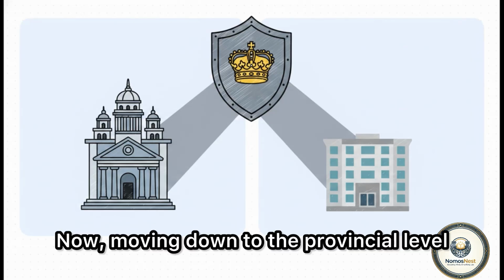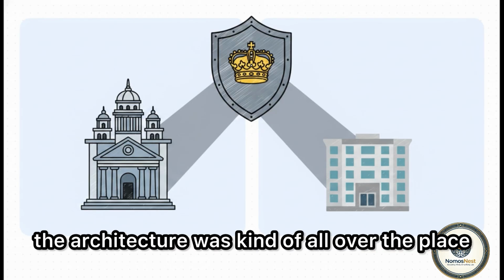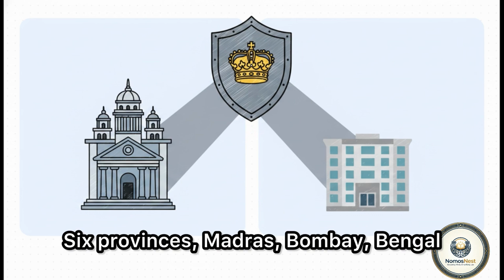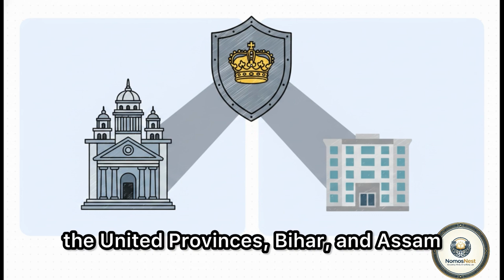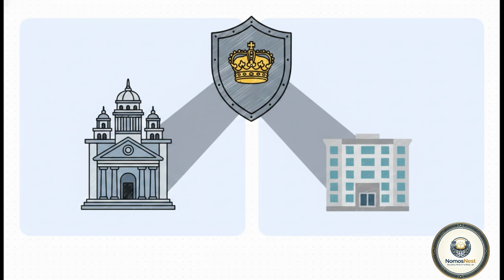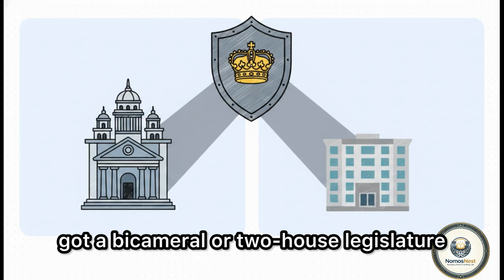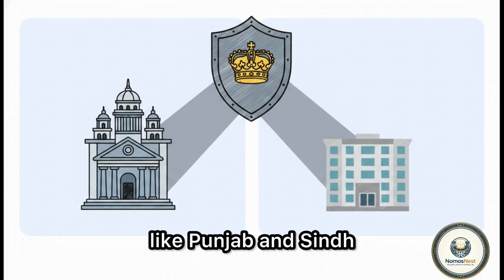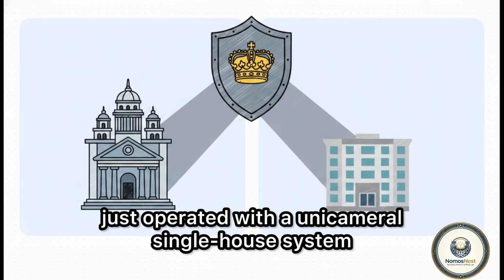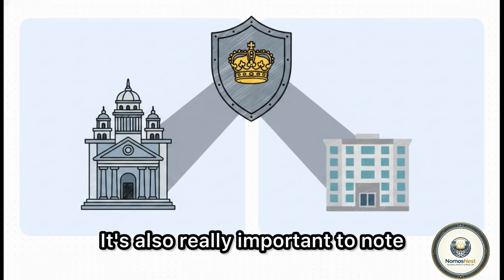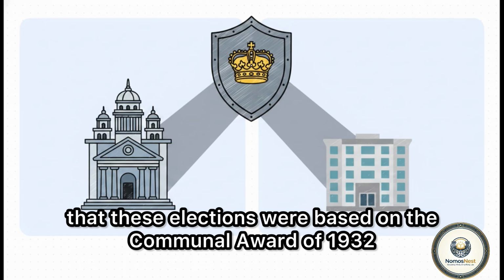Now, moving down to the provincial level, the architecture was kind of all over the place. 6 provinces, Madras, Bombay, Bengal, the United Provinces, Bihar, and Assam, got a bicameral or 2-house legislature. Meanwhile, 5 others, like Punjab and Sindh, just operated with a unicameral, single-house system. It's also really important to note that these elections were based on the Communal Award of 1932.